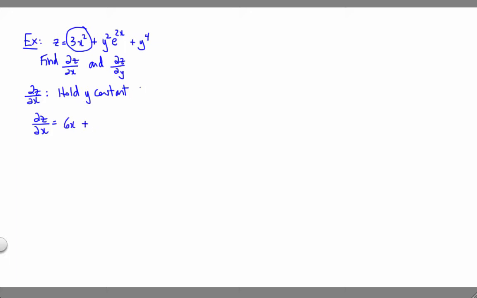Okay, now we're moving on to the second term, and we're treating y as a constant. So this y squared, we're just going to treat like the coefficient of the exponential. That's the coefficient, and the partial derivative of the exponential, 2e^(2x). Next we move on to our last term, which is a pure y term. That's just a constant, and as we take the partial derivative with respect to x, we get 0. So overall, ∂z/∂x looks like 6x + 2y²e^(2x).